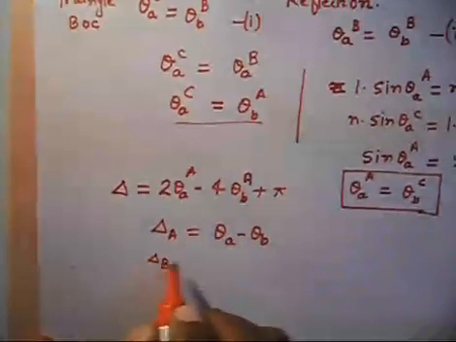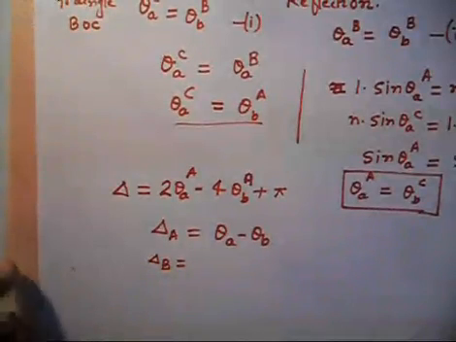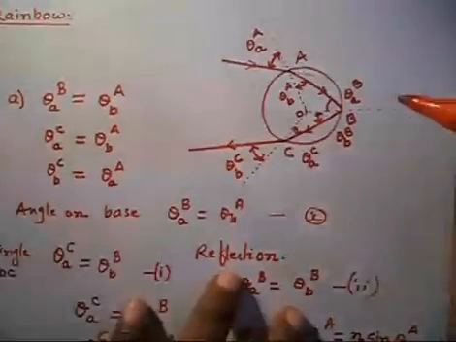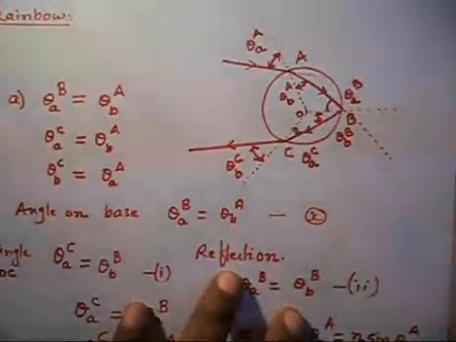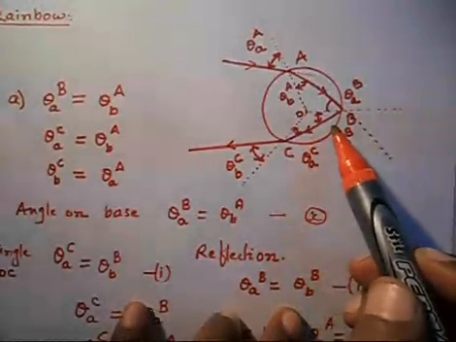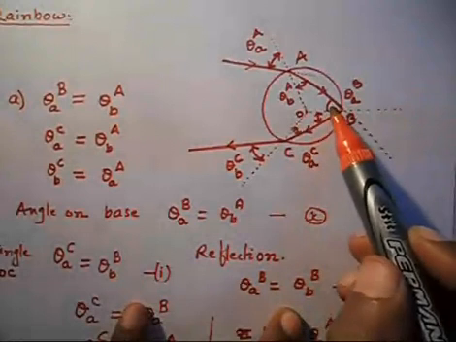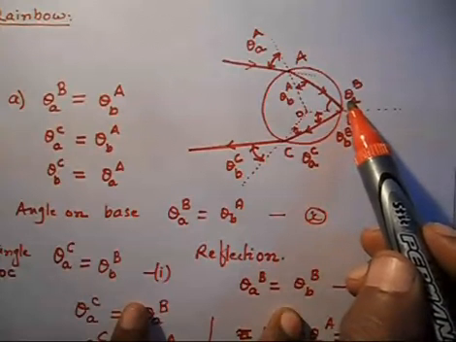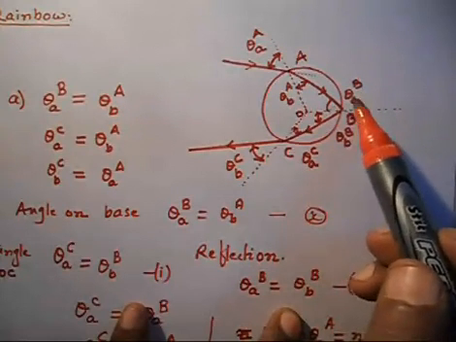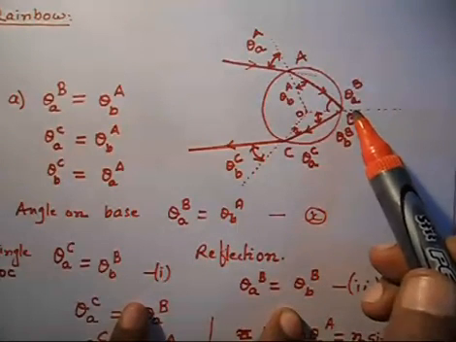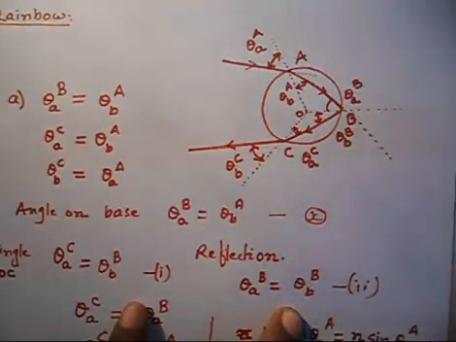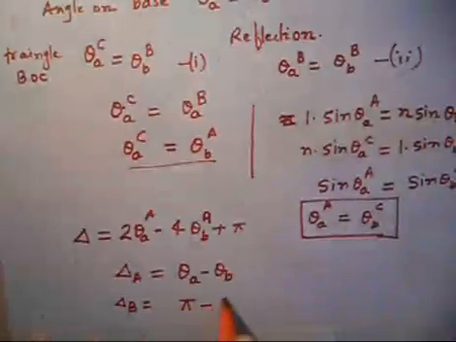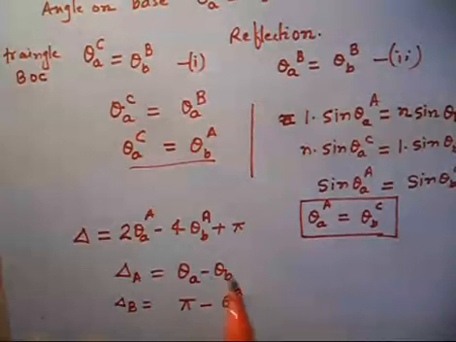Now what is the deviation at point B? So let us find deviation at point B and then we will add all these deviations. Now this light ray is going this side, but now this is going this side. So what is the angle? This angle is pi minus these two angles. So theta a at B or theta b at B is same. So let us write pi minus 2 times theta a at B. So I can write this angle is pi minus 2 theta a at B.